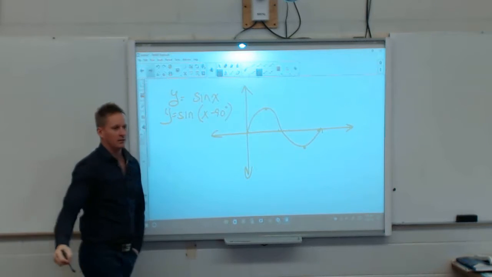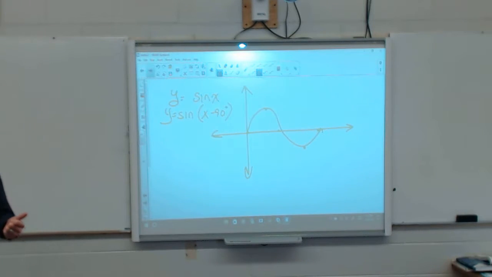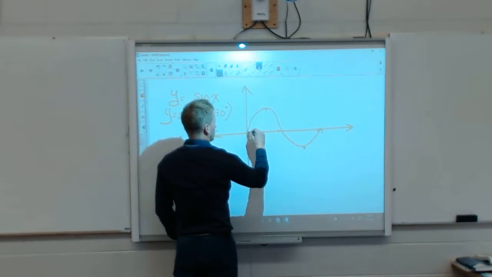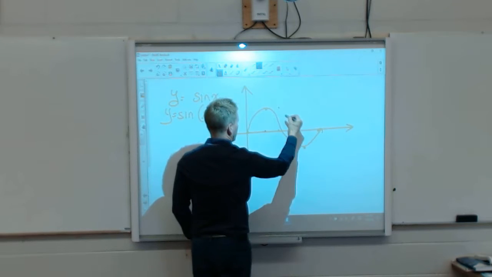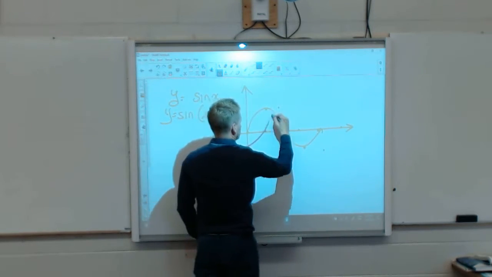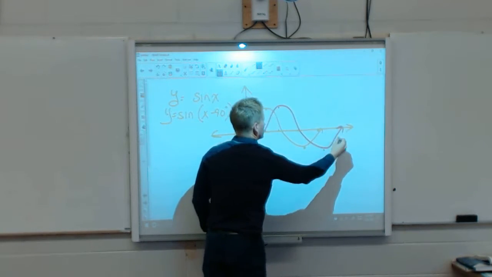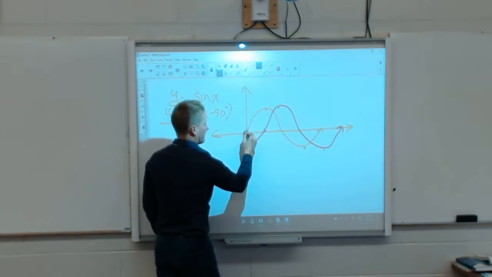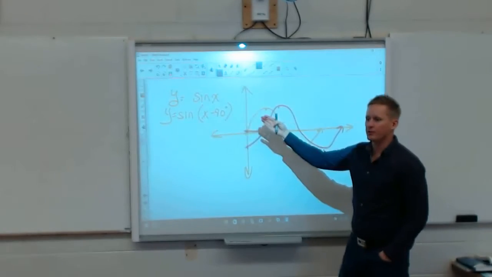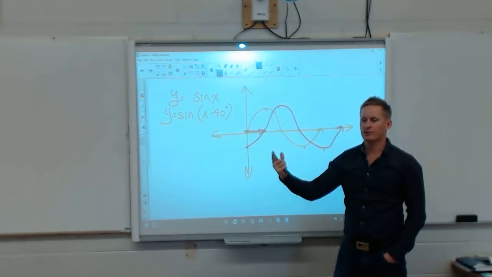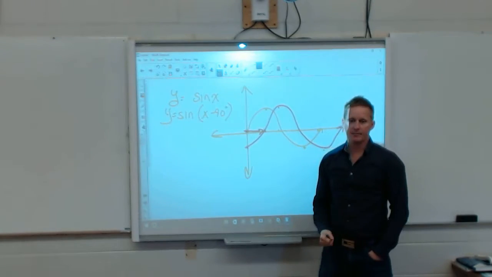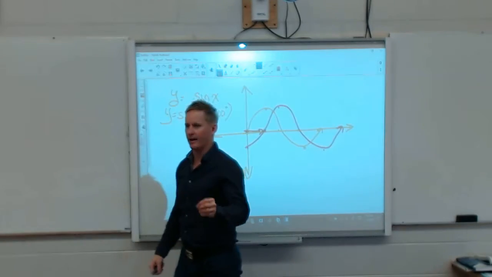But if I move it, which way am I moving my sine x graph? 90 degrees to the right. Okay, so how does that look? Well, that comes right to here, here, there, there, and there, and then down here. So I've moved this coordinate right here that way, 90 degrees. Okay, again, same principle as with the parabola, as with the square root, as with the absolute value. By placing it inside the brackets, that just tells me whether I move it left or right.